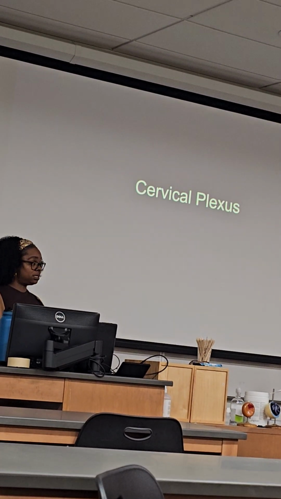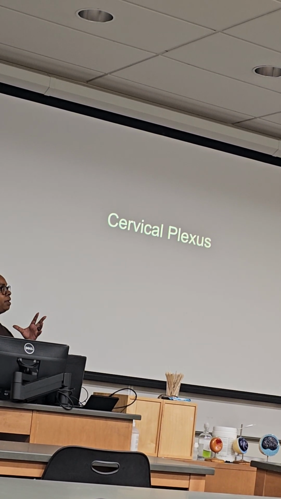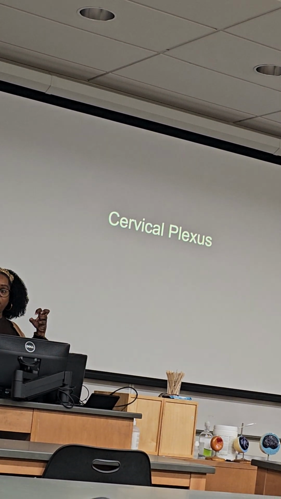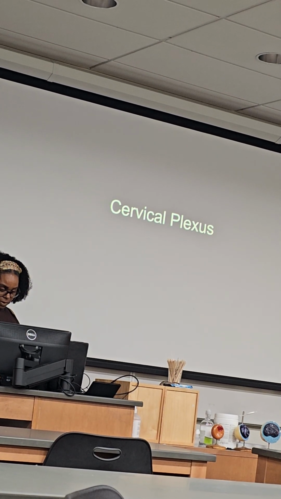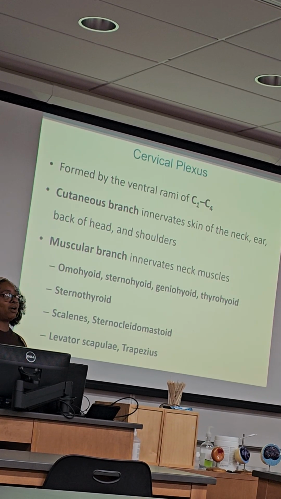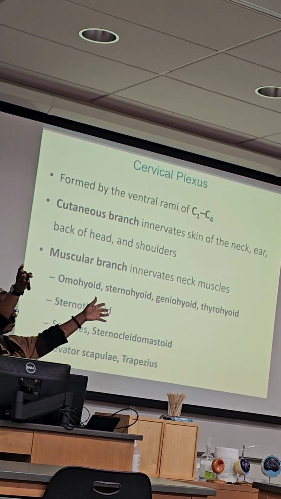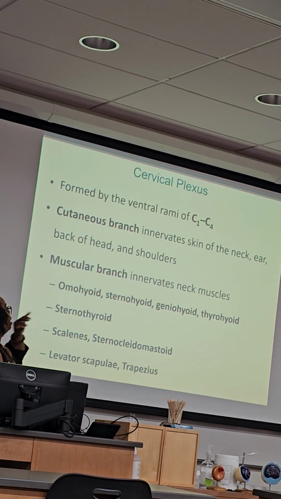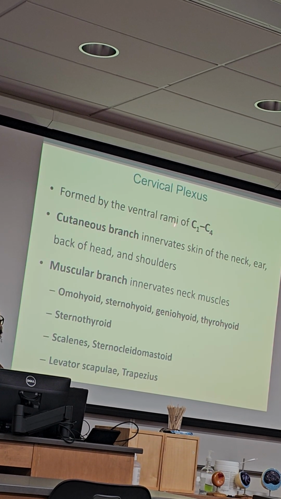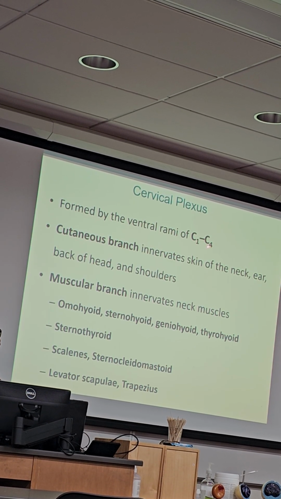These are spinal nerves. So we have the cervical plexus. Just so we know, a plexus is a group of nerves, okay? For the cervical plexus, we're thinking about the ventral rami. Recall that when we have the spinal nerve, it will then branch into a dorsal and ventral arm, or ramus. The cervical plexus is formed by the ventral rami of spinal nerves C1 through C4.